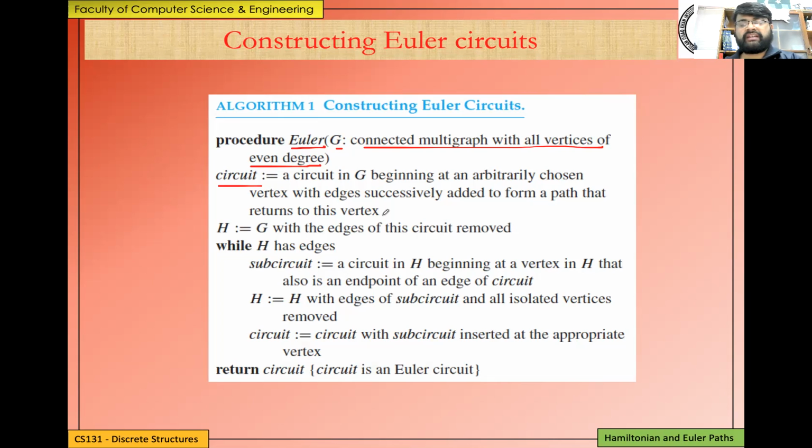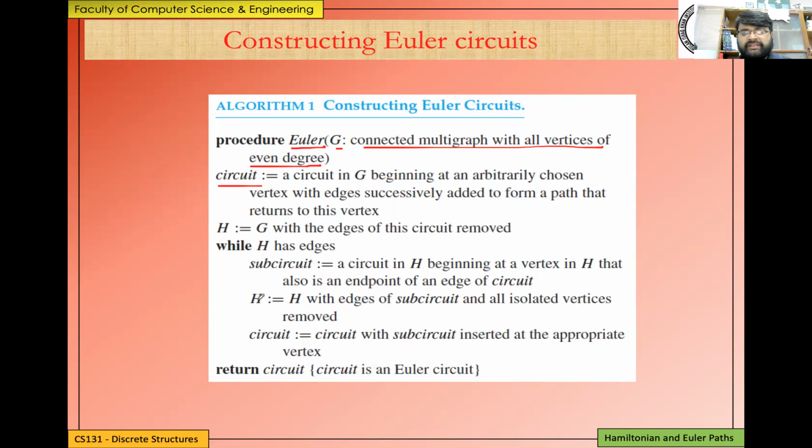So in this particular case, you come up with a subgraph H in which all the edges are removed and only the vertices are kept. While the graph H still has some edges, you construct a subcircuit, which is a circuit in H that begins at a vertex in H that is also an endpoint of an edge of the circuit. Finally, you update the subgraph H, with edges of the subcircuit and all isolated vertices removed.